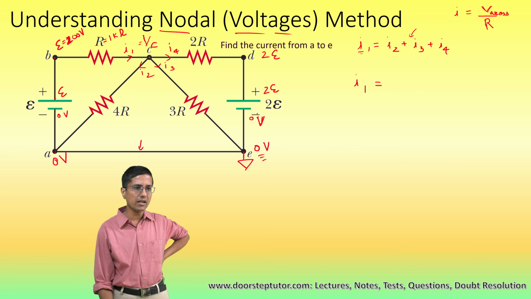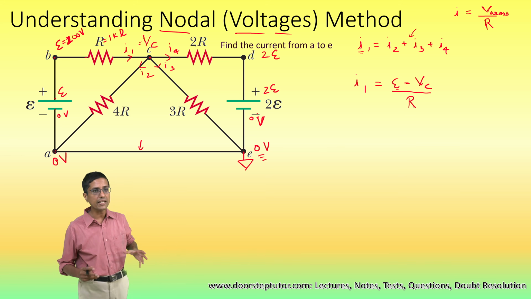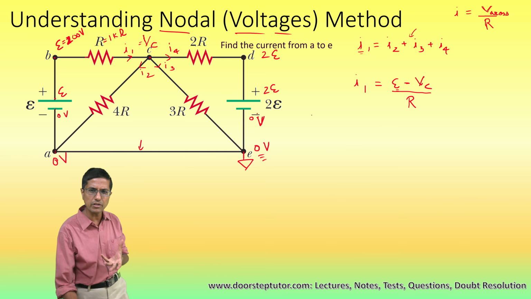It is the voltage across this resistance, which is epsilon minus Vc. Okay, so at this end of R, at point B, the voltage is epsilon, and at this point, the voltage is Vc. So the voltage across this resistance is epsilon minus Vc, and divided by the resistance itself, it would give me the current through that resistance. Okay, so this is the simple formula that we would use. This is nothing complicated.